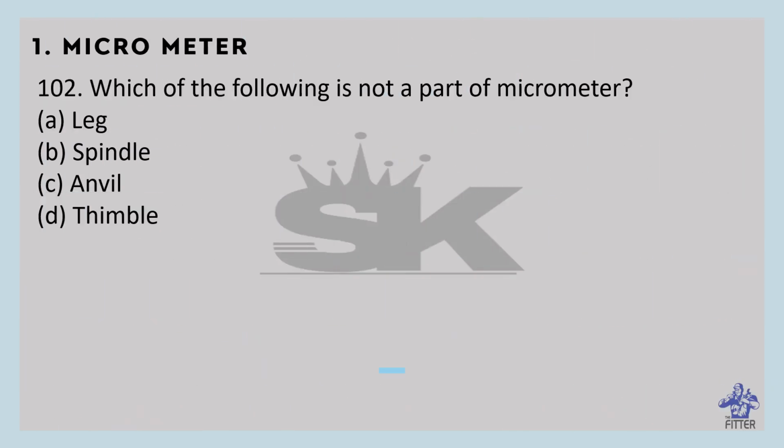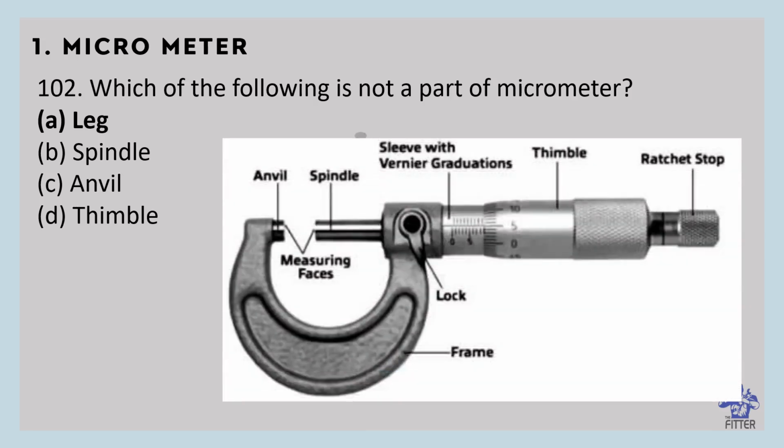So which one of the following is not a part of micrometer? So that is leg. Okay, leg is not a part of micrometer. You can see here different parts in micrometer. Okay, ratchet stop is there, thimble is there, sleeve with vernier graduations are there, spindle, anvil, lock nut. Okay, frame. Different parts of the micrometer.